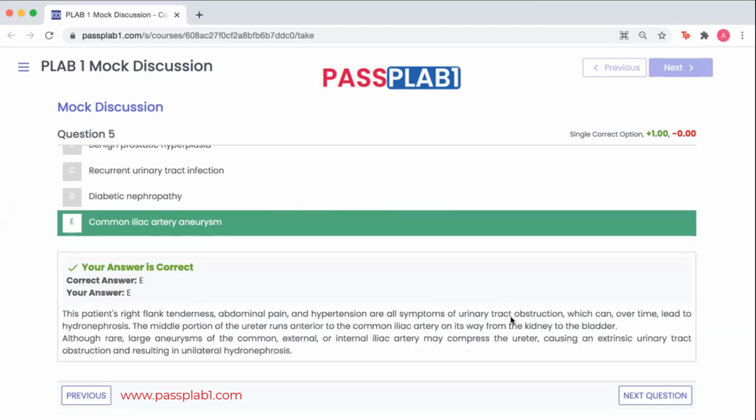It's very rare. The patient has right flank tenderness, abdominal pain, and hypertension. They're all symptoms of urinary tract obstruction, which can over time lead to hydronephrosis, which he had because we saw that on the ultrasound scan. The middle portion of the ureter runs in front of the common iliac artery, and so if you had an aneurysm and if it was large enough of the common, external or internal iliac artery, it can press on the ureter, and that can cause urinary tract obstruction and hydronephrosis as well.